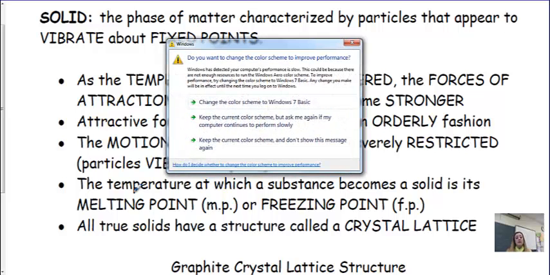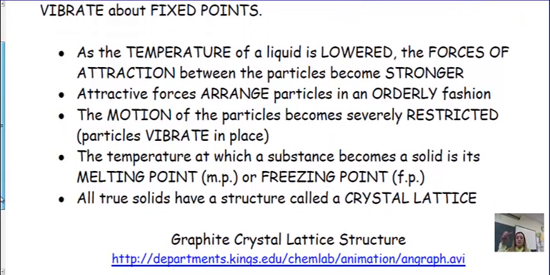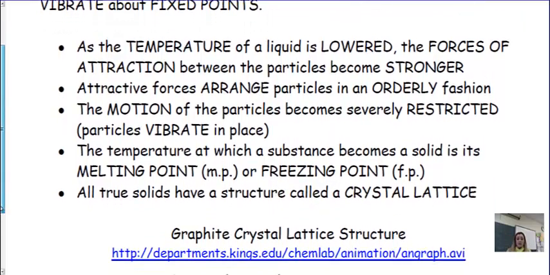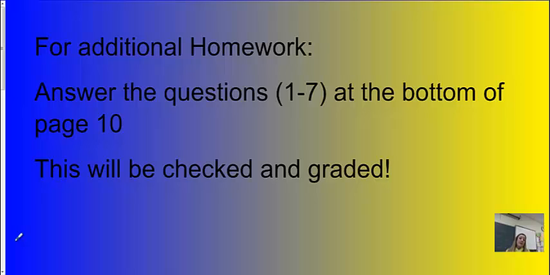So all true solids have a structure called a crystal lattice. That is the orderly fashion, like I stated before. These links are on my school website, so I'd like you to check out the crystal lattice of graphite and diamond and compare the two. For additional homework, I'd like you to answer questions 1 through 7 at the bottom of page 10. I'm going to go to that page right here, these sets of questions, and I will check it and I will grade it.